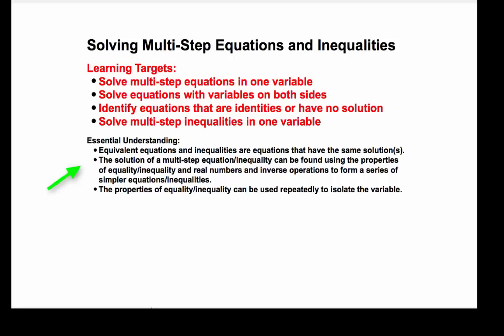Some essential understanding for this lesson: equivalent equations and inequalities are equations that have the same solution or solutions. The solution of a multi-step equation or inequality can be found using the properties of equality or inequality and real numbers and inverse operations to form a series of simpler equations or inequalities. The properties of equality or inequality can be used repeatedly to isolate a variable.